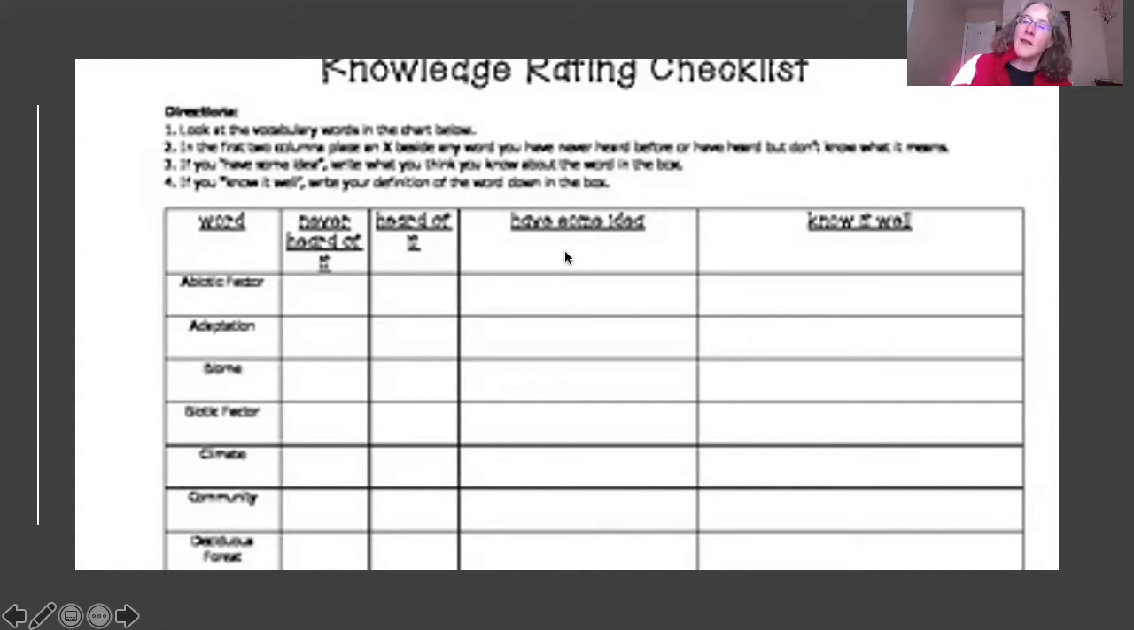So in this case, where I have some idea and I know it well, then students would be expected to define and write what they think they know. So then teachers can assess the accurate or inaccurate conceptions and misconceptions the students have related to these concepts.